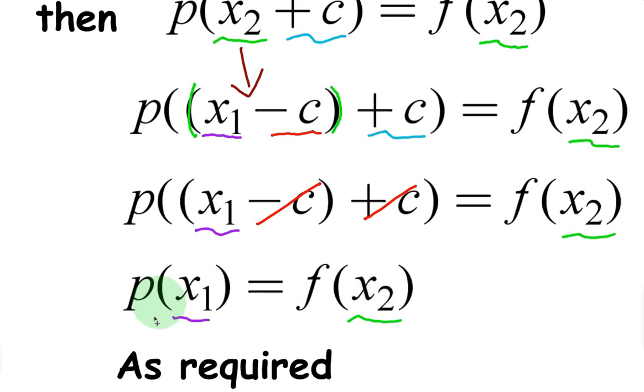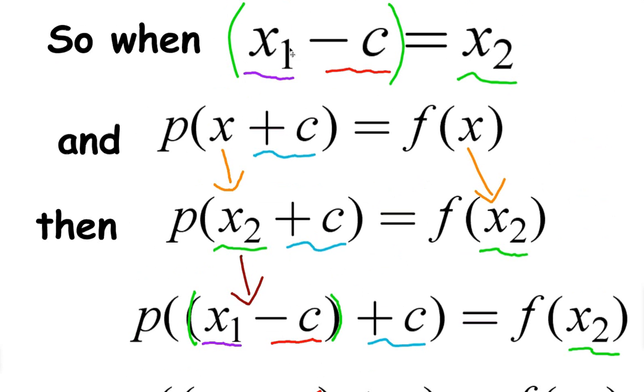In other words, the original x values that we plugged in for p are going to give us some y value that's going to be the same as our new x value, x2. When we plug that in for f, we will get the same y values as when we plugged our original x value into our parent function. And again, that all happens when we take our original x values and we subtract c from them.